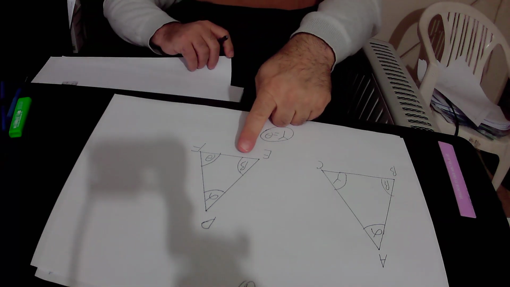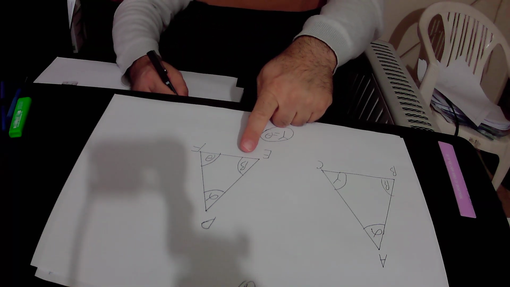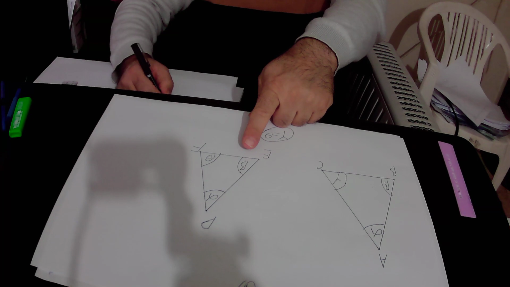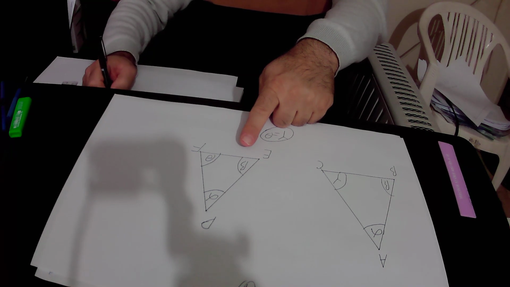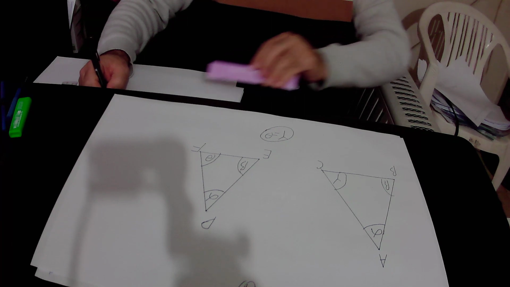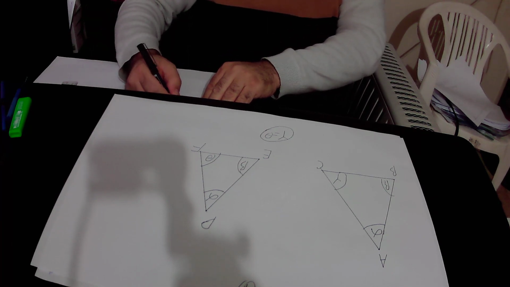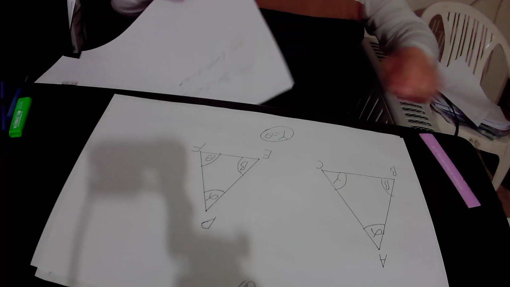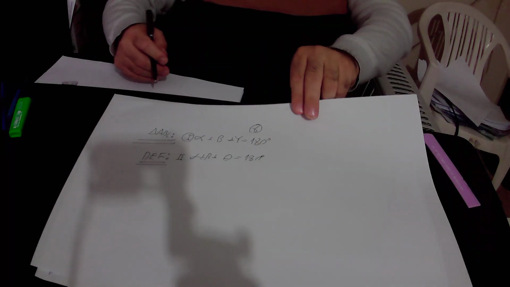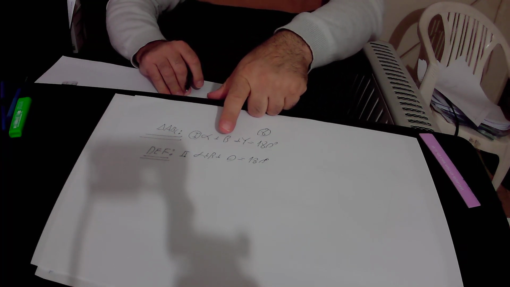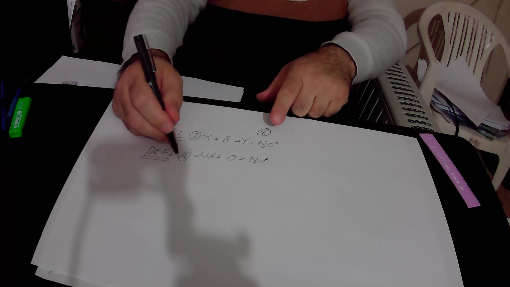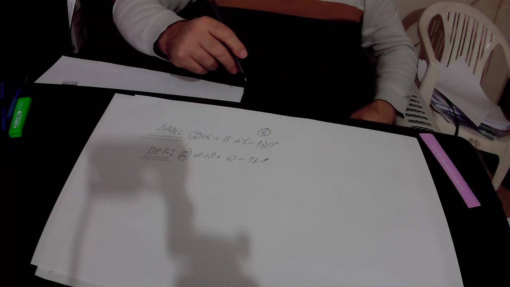Likewise, if you focus on triangle DEF, the sum of its angles also equals 180 degrees. That is to say, alpha plus beta plus theta also equals 180 degrees. I will repeat again. The sum of the angles in triangle DEF also equals 180 degrees. That is to say, alpha plus beta plus theta equals 180 degrees.